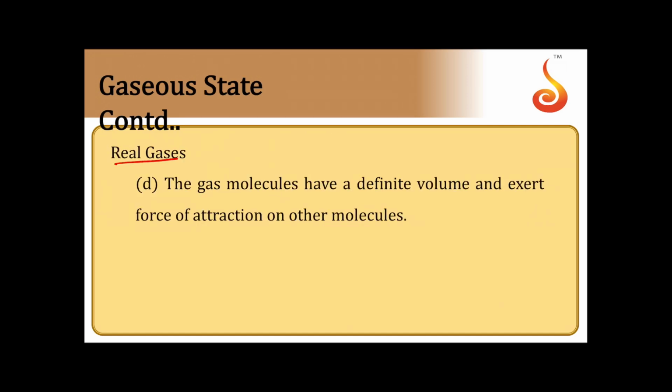Then coming towards real gases, it's opposite to ideal gas. These gas molecules have definite volume, and they exert force of attraction on other molecules. In ideal gases, they do not have volume and no force of attraction. In real gases, they have definite volume and they have attractive forces on the other molecules. They are said to be the real gases.